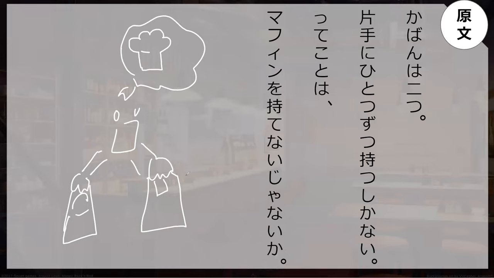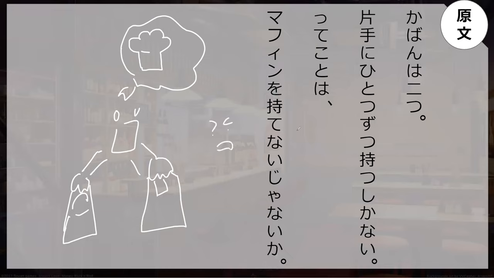And here, this janai is dewanai. Yes, this janai is dewanai, meaning it's a negation form of the da of desu. So it is not. He says, I cannot motte. Motte nai. I cannot hold. So in other words, I can't hold a muffin, can I?